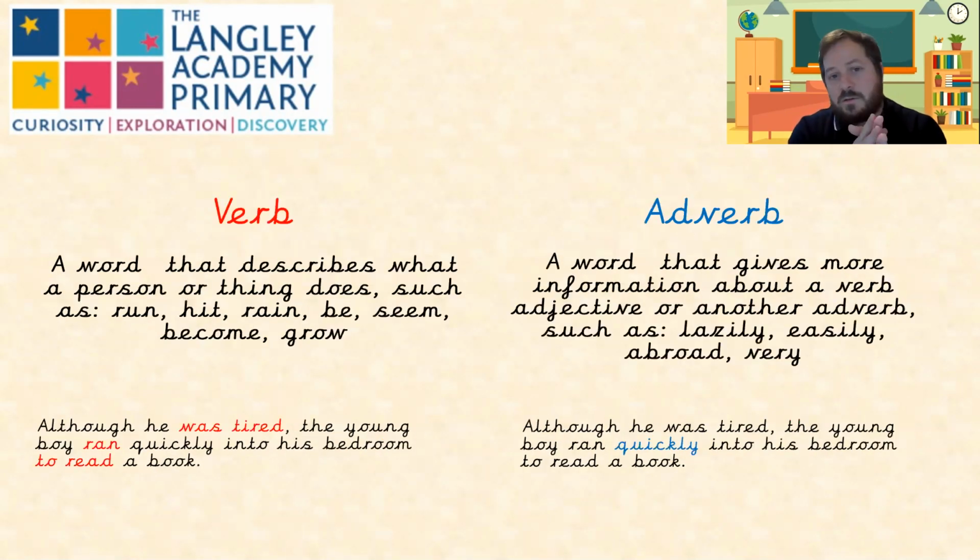Our next two are verbs and adverbs. And these are similar in tone in relation to nouns and adjectives, but slightly different. So a verb is a word that describes what a person or thing is doing or has done or is going to do. This is words like run or ran, hit, rain, be, seem, become, and grow.